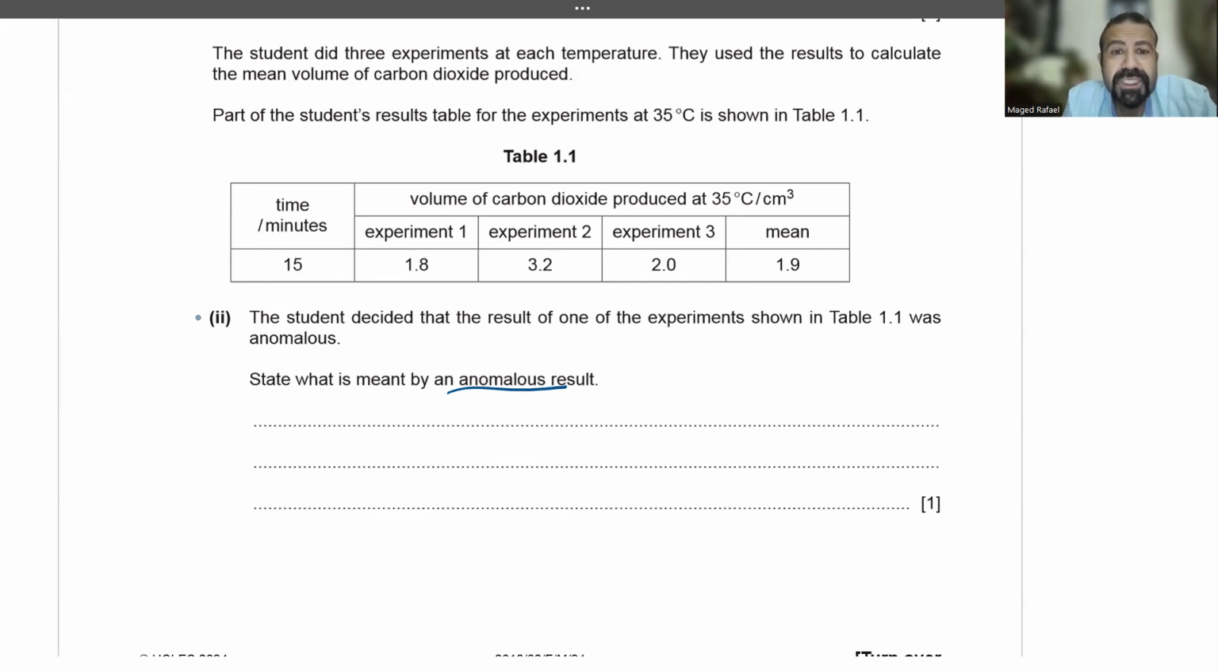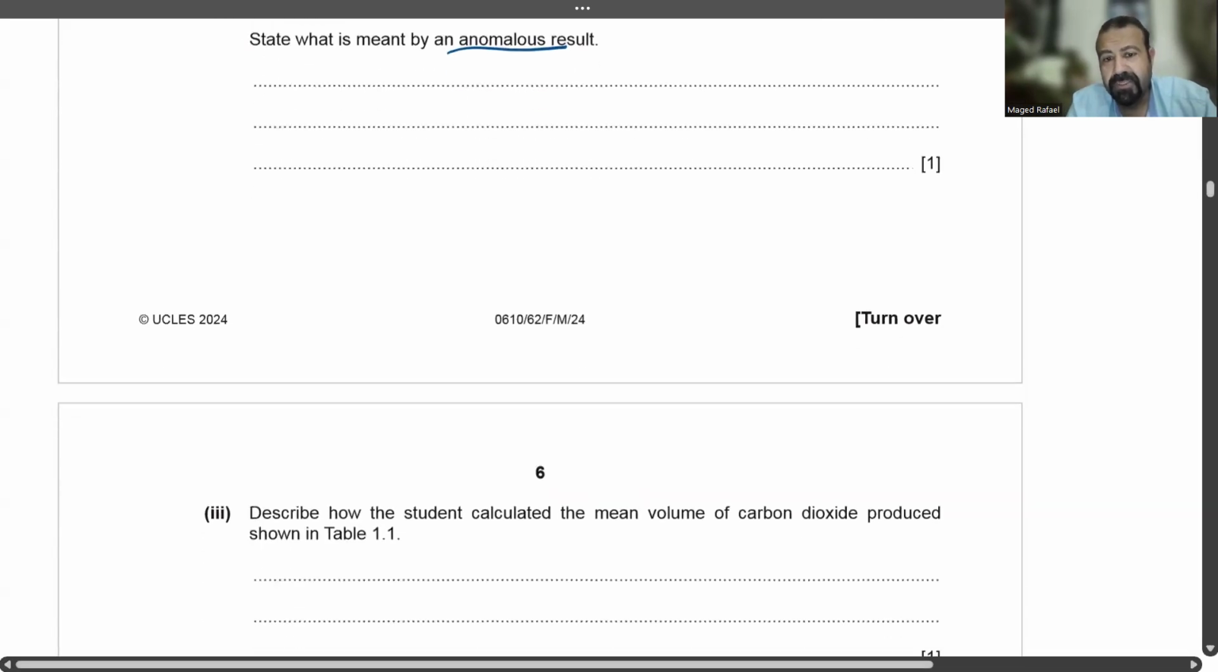Okay, my question now, Malak Zakaria, what is the anomalous result here? Experiment 1, 2, or 3? Experiment 2, bravo. Experiment 1 is 1.8, experiment 3 is 2. So only experiment 2 has a value out of the trend or out of the pattern. So experiment 2 is the anomalous result.